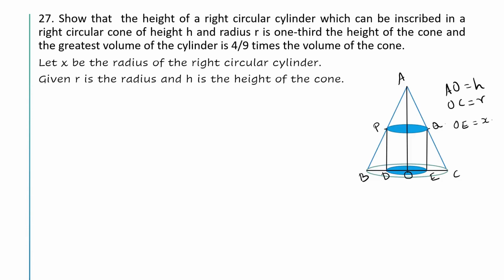So let x be the radius of the right circular cylinder. Here it is given r is the radius of the cone and h is the height of the cone. So here we have this cylinder inscribed inside this cone. From the figure we can see that AO is the height of the cone h, and OC is the radius of the cone r. We have taken x as the radius of the cylinder. So OE is the radius of the cylinder.